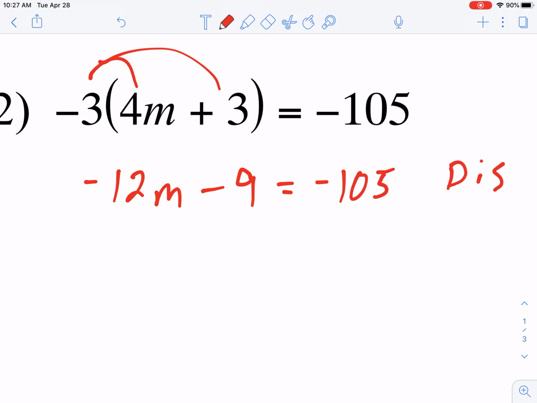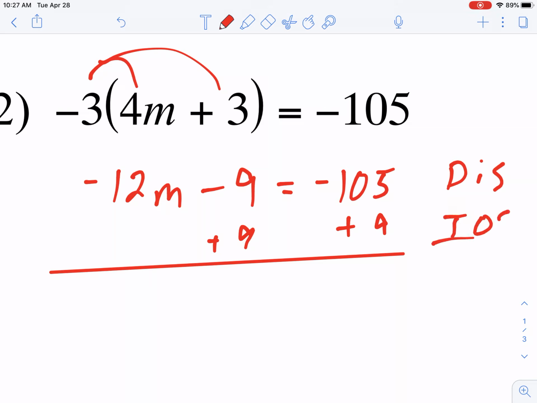We're now going to do the inverse of subtraction to get rid of minus 9. We're going to add 9 to both sides. Remember that you're more than welcome to use Desmos. That's called the inverse of subtraction. Negative 12m is going to drop down. These cancel out. Negative 105 plus 9.